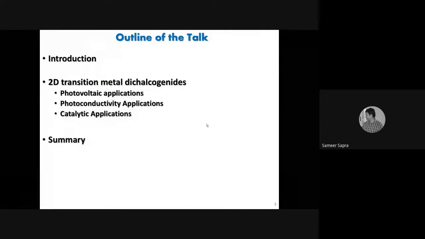So this is the brief outline of the talk. A small introduction, okay, and then I'll show you some applications, some properties of 2D transition metal dichalcogenides. So photovoltaic, photoconductivity, catalytic applications, to sum up all of them in no particular order. And then we'll summarize the talk. And again, if you have any questions, any doubts, shoot.